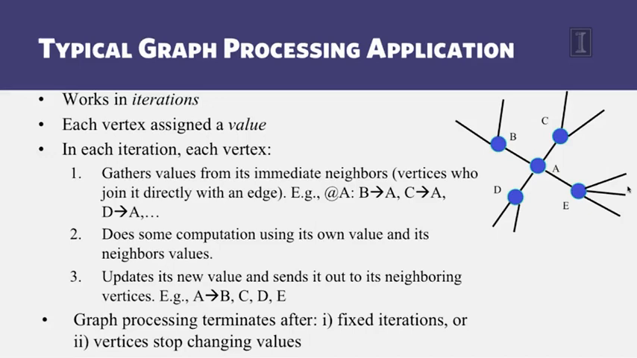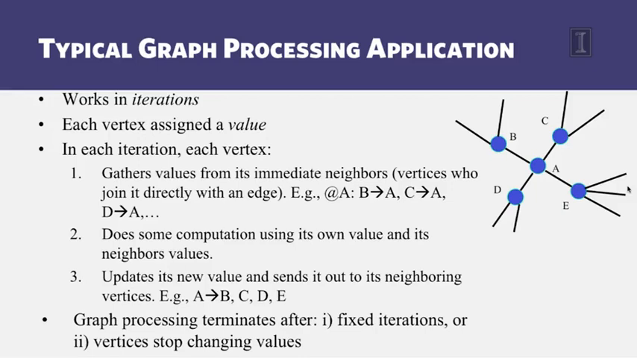So what does a typical graph processing application look like? Here we are sketching out a typical graph processing application. We are not yet talking of the distributed version of it. I'll talk about the distributed version of it soon. So a graph processing application works in iterations. So one iteration leads to the next. Each vertex is assigned a value. At the beginning of the iterations, the value is some default value like 0.